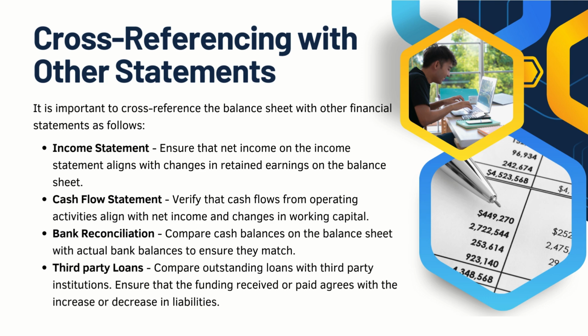Cross-referencing with other statements. It is important to cross-reference the balance sheet with other financial statements as follows. Income statement. Ensure that net income on the income statement aligns with changes in retained earnings on the balance sheet. Cash flow statement. Verify that cash flows from operating activities align with net income and changes in working capital. Bank reconciliation. Compare cash balances on the balance sheet with actual bank balances to ensure they match. Third-party loans. Compare outstanding loans with third-party institutions. Ensure that the funding received or paid agrees with the increase or decrease in liabilities.